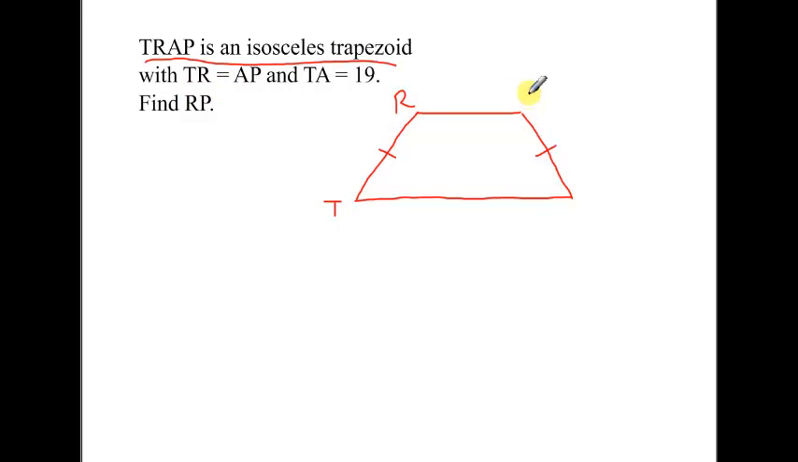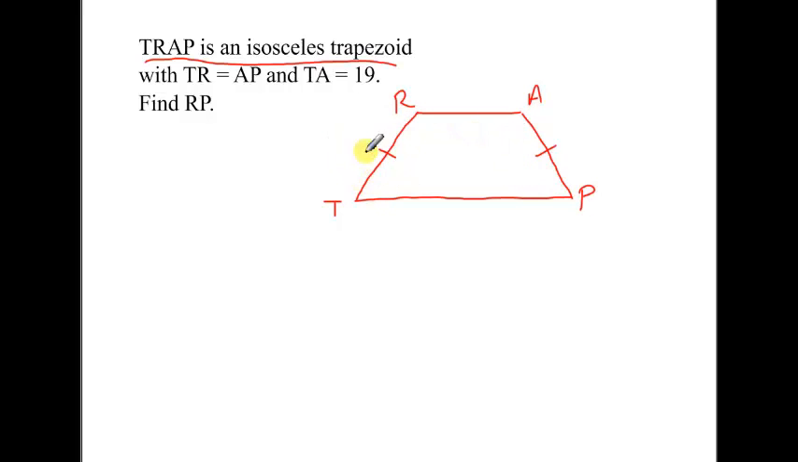Next example. It's our turn to draw our own picture. We're going to draw a picture of trapezoid, TRAP, that's isosceles. So let's go with an isosceles trapezoid. Let's mark that it's isosceles, get those legs the same. And right here it tells us how to label it. TR and AP are equal to each other. So the two legs are TR and AP for the other leg coming around. So we got TRAP. Looks good.